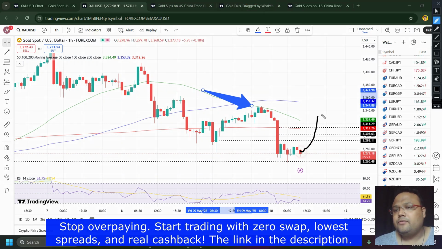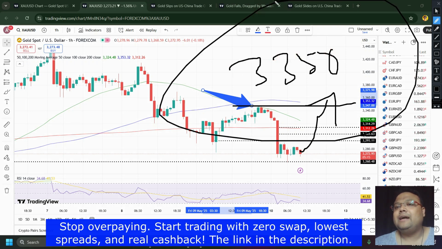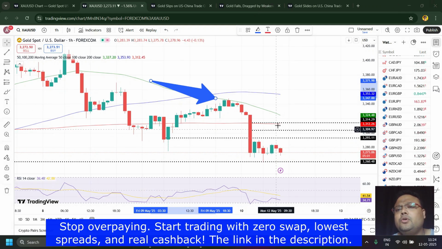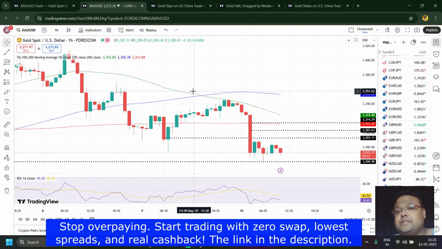For the market to recover, for gold to recover, gold needs to cross this level. Means gold needs to cross 3350, 3360. Then only we can consider the market to be bullish again. As long as gold is trading below the 3350-3360 area, the market will either be bearish or sideways. So if gold goes up and reverses from the 3414-3415 area, we can look for a sell position.